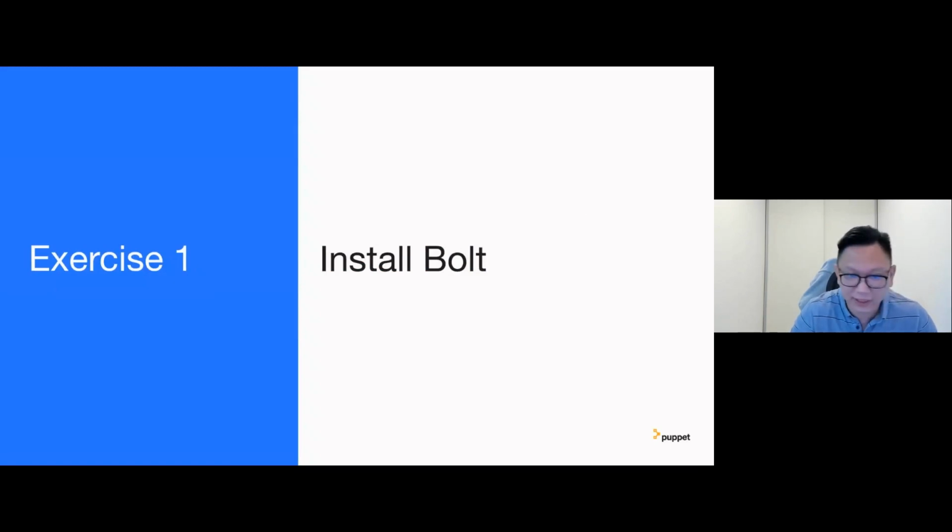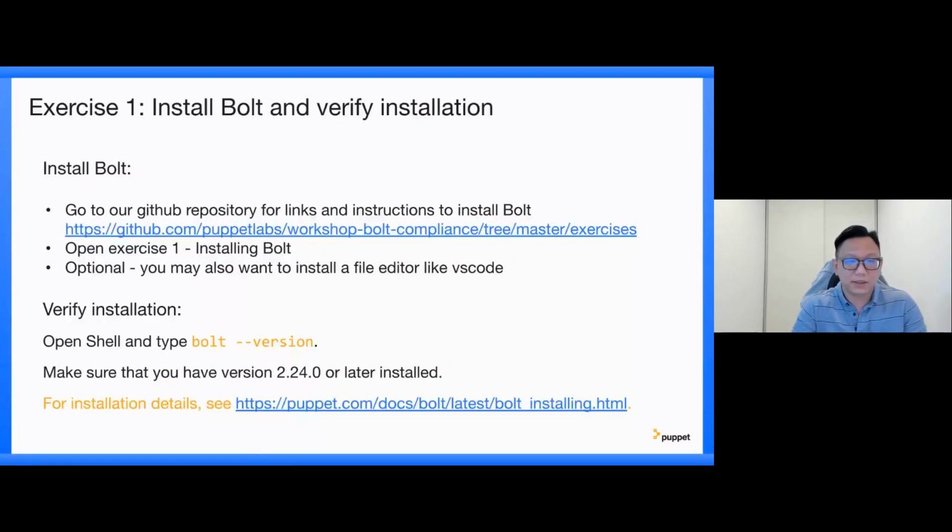Okay, moving on, first exercise, we'll go and install Bolt. All right, so for the first exercise, you can go to the GitHub repo to take a look at the steps required for you to install Bolt. You can install Bolt on your Mac or your Windows, your Linux machine, I believe. So once you're done with the installation, you can verify. You can open up your shell, PowerShell, or Bash shell, and then you can type bolt --version to verify that you've actually successfully installed Bolt. And yeah, I'm just going to give everyone time to install Bolt.